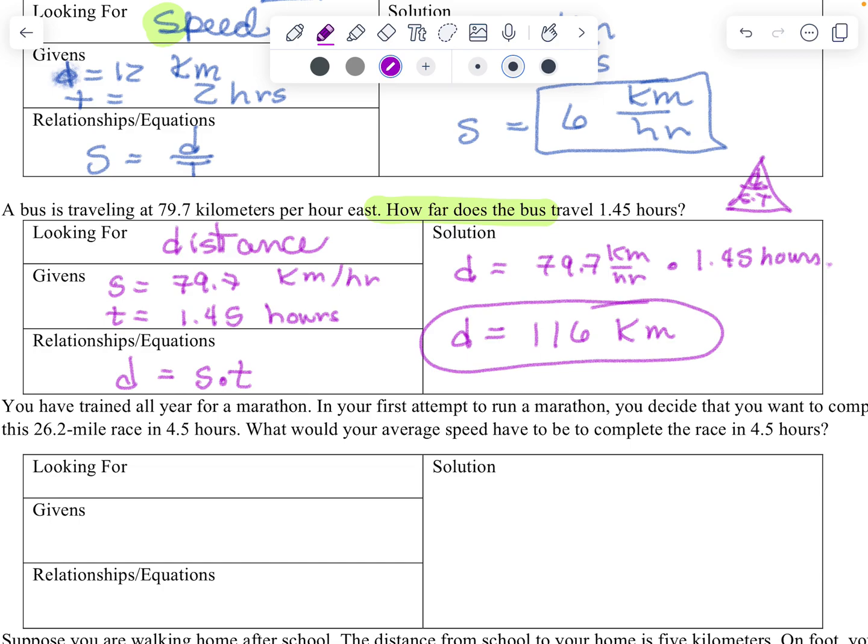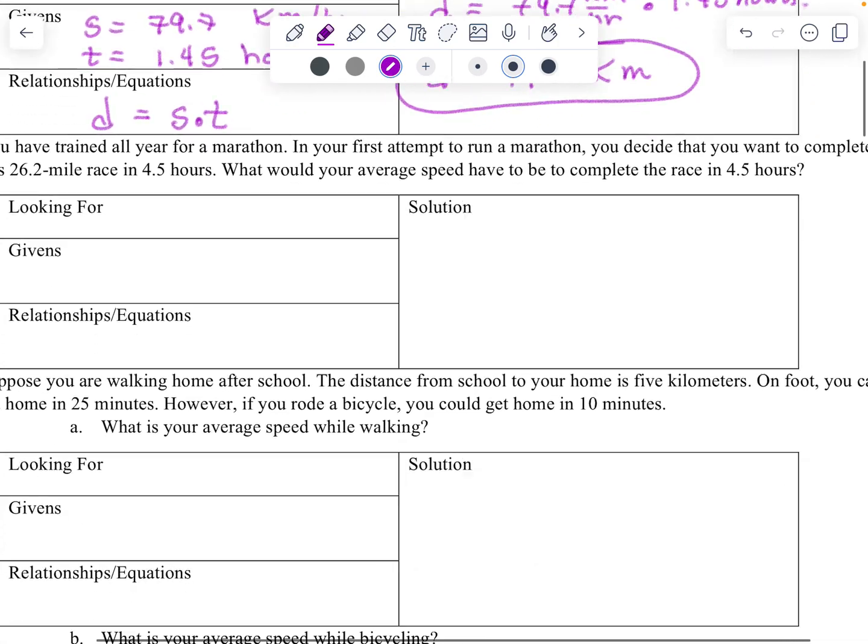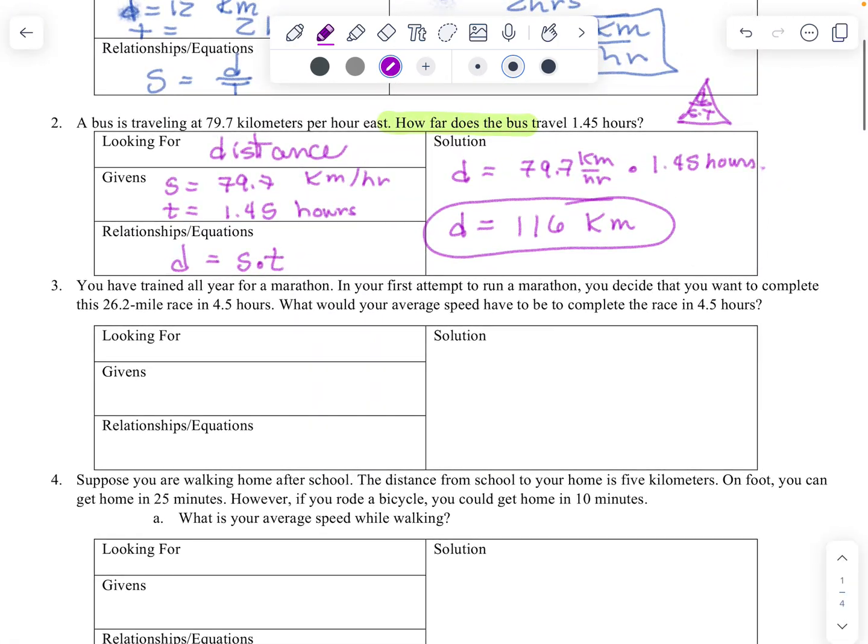We've trained all year for a marathon. In your first attempt to run the marathon, you decide that you want to complete 26.2 miles in 4.5 hours. Average speed. We are looking for speed. And we want to run a distance of 26.2 miles. I'll abbreviate that MI in 4.5 hours.